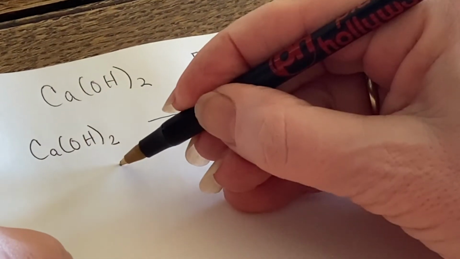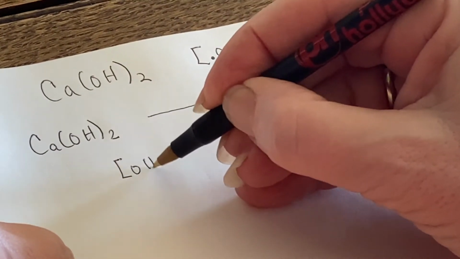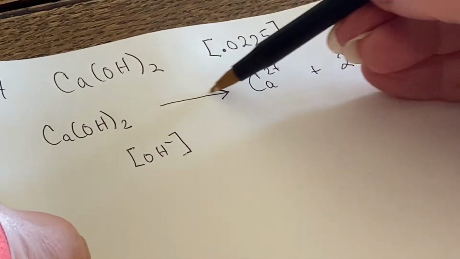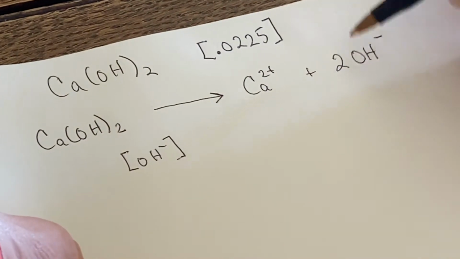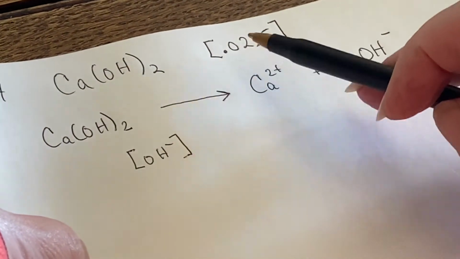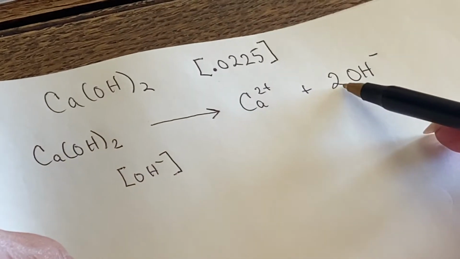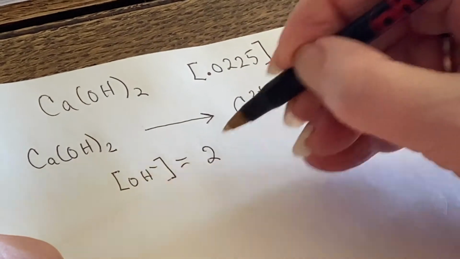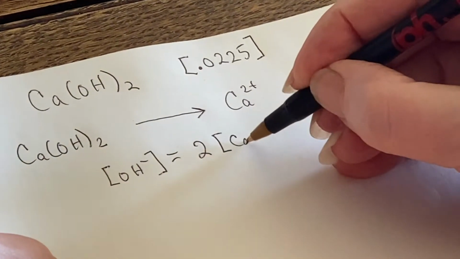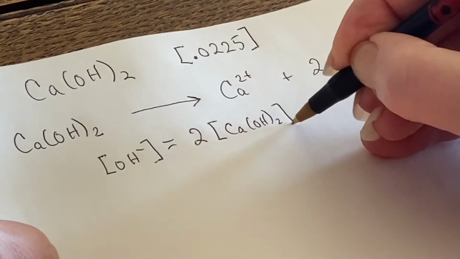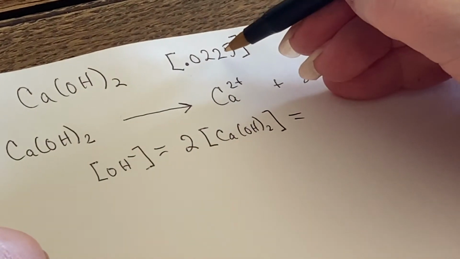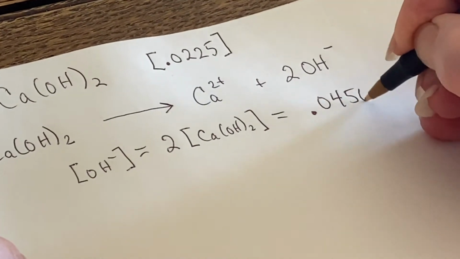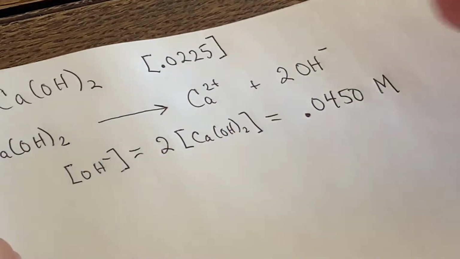So if I want to deal with the concentration of OH minus, it's a strong base, one-way trip, it's all going to fall apart. This was 0.0225 molar. It should be twice that for the OH. So this is going to be twice the concentration of the calcium hydroxide. Therefore, it's going to be double this. And I know that that means it's going to be 0.0450 molar, because that's double.